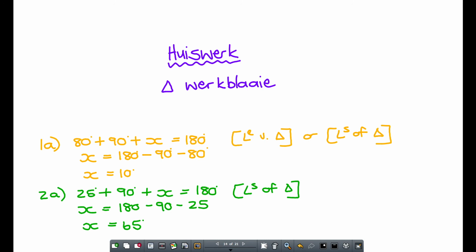Ma'am, when you say opposite angles equals opposite side, I think that's how you say it. Is that only with the isosceles triangle? Yes. Okay. Right. So any questions at 1 or 2?